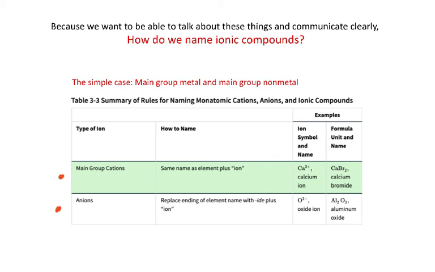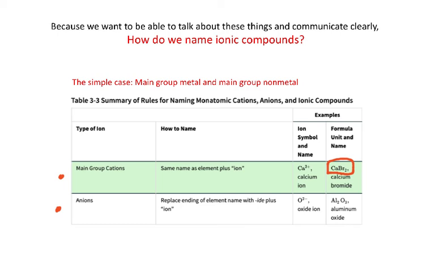So then when we put them together, cations and anions, something like CaBr2 is just called calcium bromide. Al2O3 is aluminum oxide, right? And there's only one way that they can be put together to be neutral, so we don't need to say anything about the charges. That's assumed.